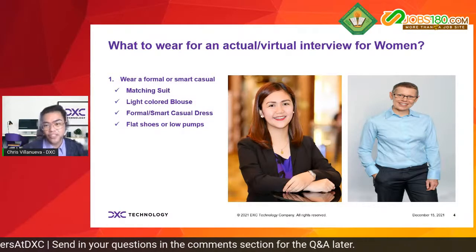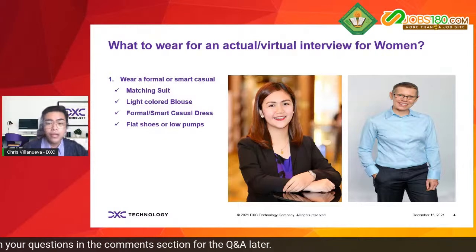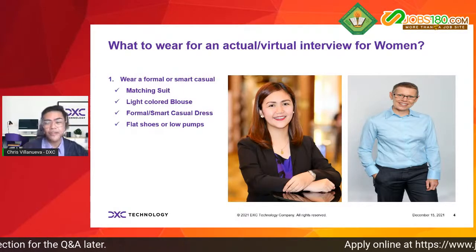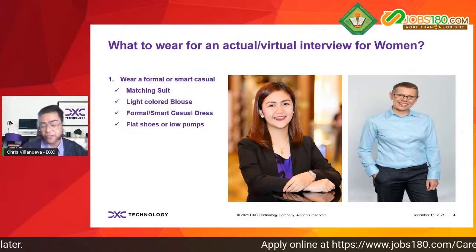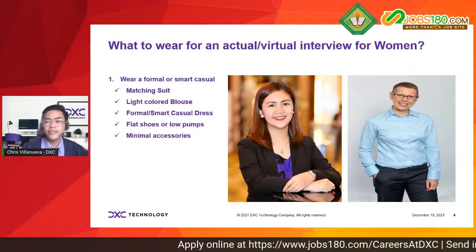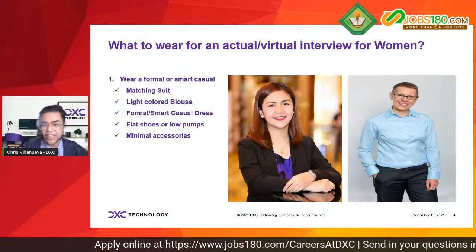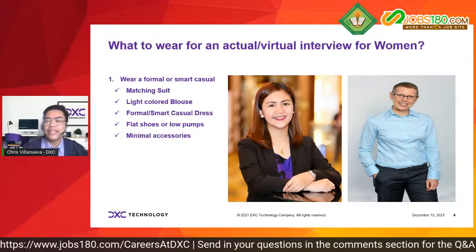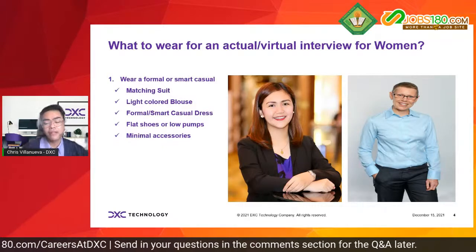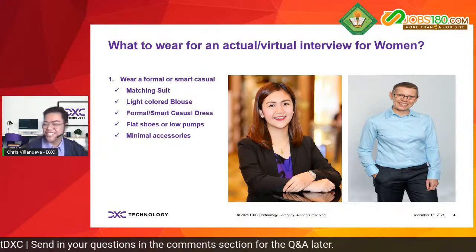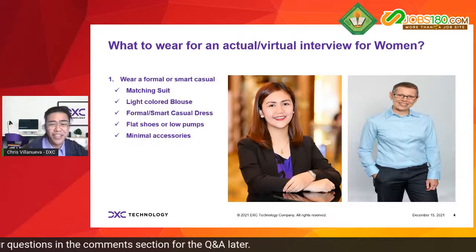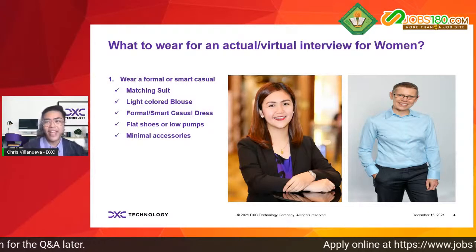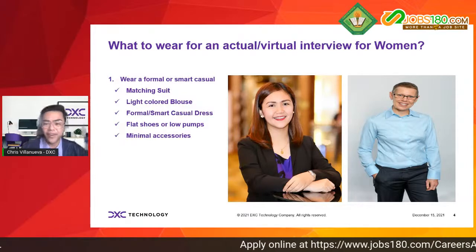Another suggestion is to avoid bright colored and open toed shoes or pumps or heels. Just avoid a focal point on your feet. Then also minimal accessories. Let's not have overly worn accessories. Too many accessories will actually distract the interviewer if you have a lot going on your ears, on your neck, on your hands, and so on and so forth.